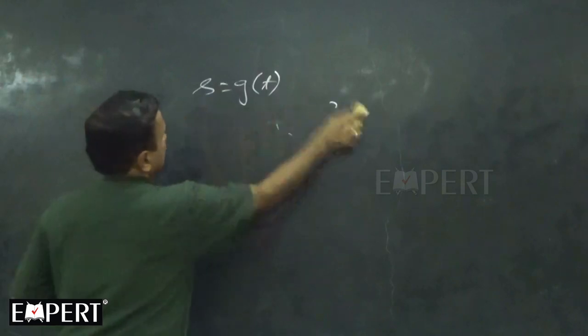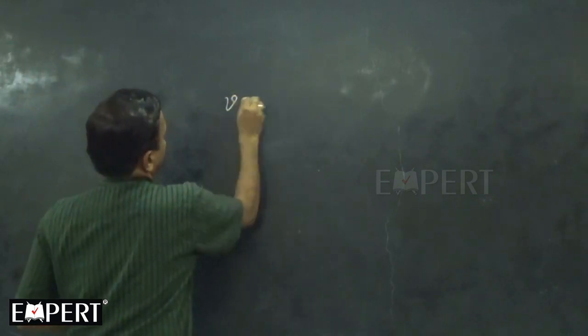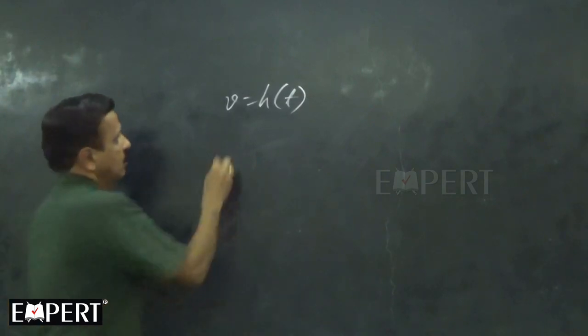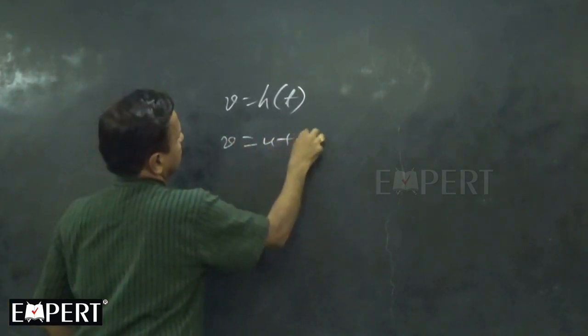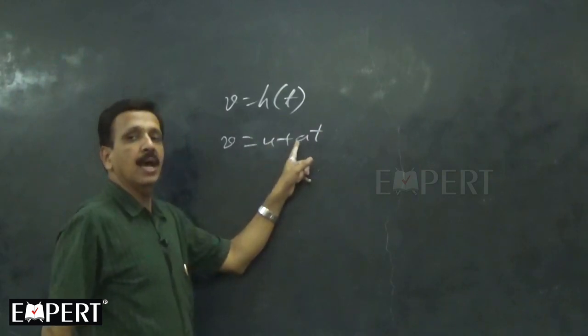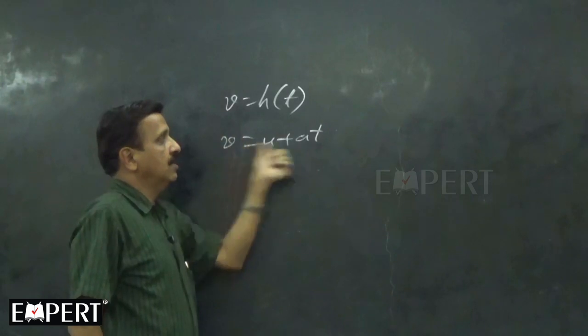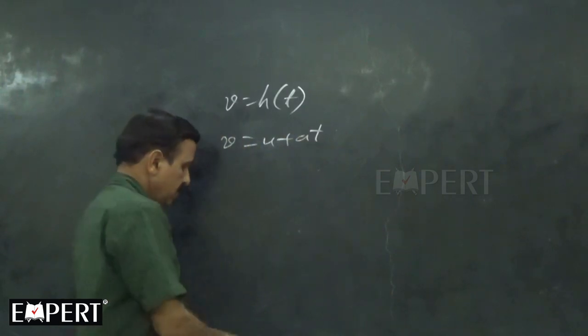You can take another example. V is equal to h of t. Velocity varies with respect to time. So, v is equal to, say for example, u plus a t, where u and a are constants. This is the example for this. Velocity varies with respect to time. Like that, you come across plenty of examples.